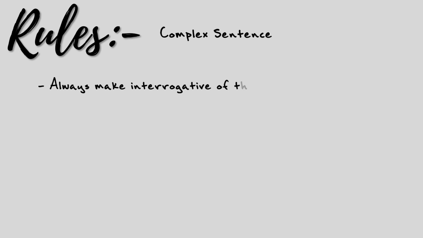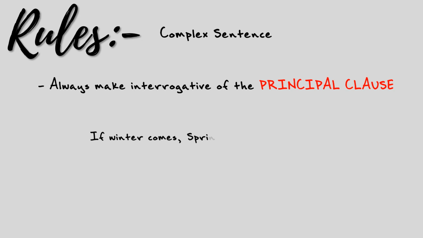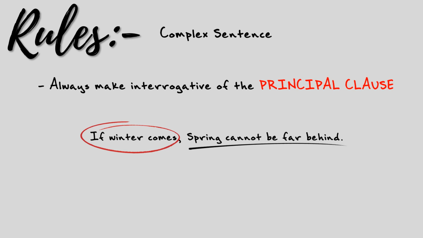If I give you an example of a complex sentence, it will be clearer to you. For example, if I say the famous quote, "If winter comes, spring cannot be far behind." Here you can easily see that there are two clauses. One is "if winter comes" and another one is "spring cannot be far behind". Here, "if winter comes" contains a linker and it is "if". We know that if a clause contains a linker, it will be the subordinate clause.